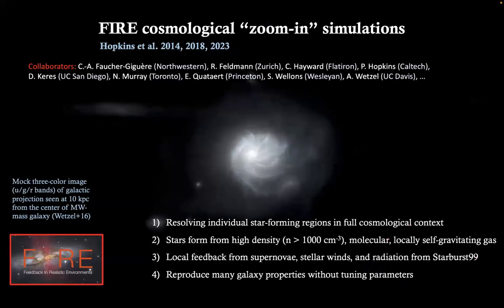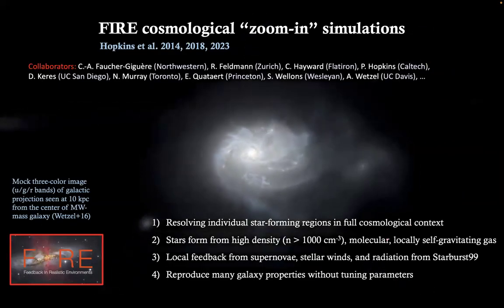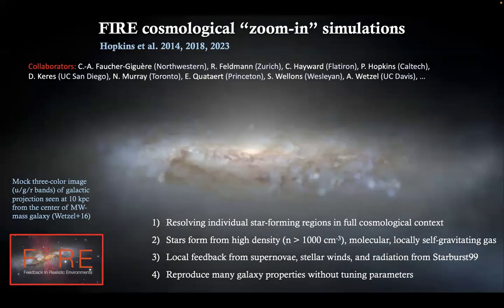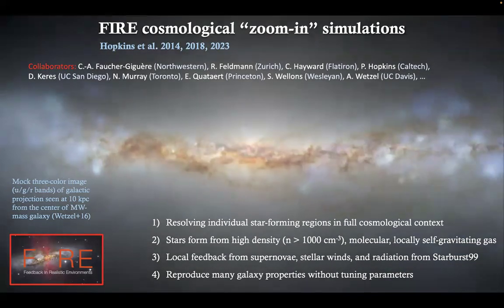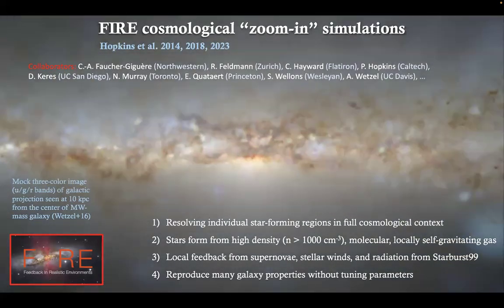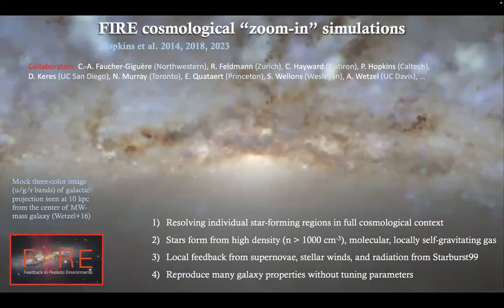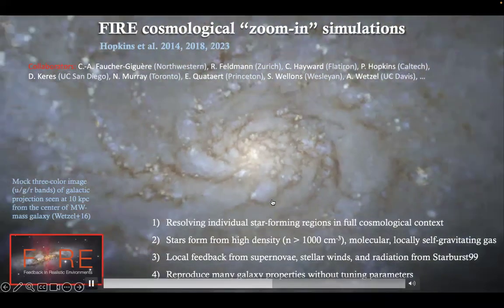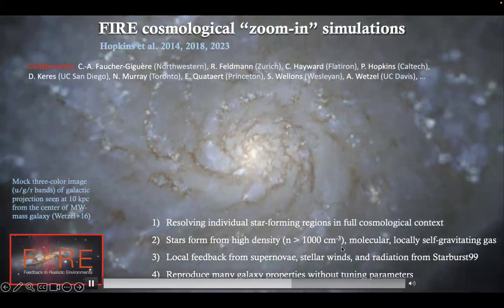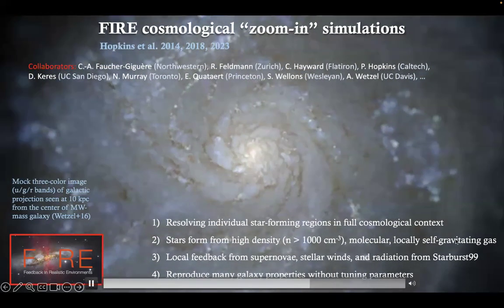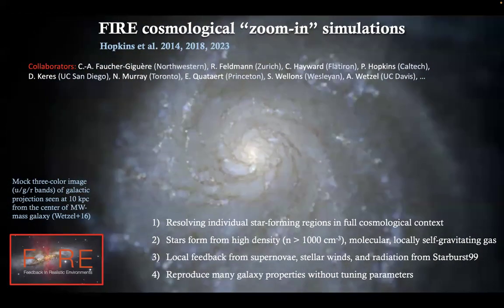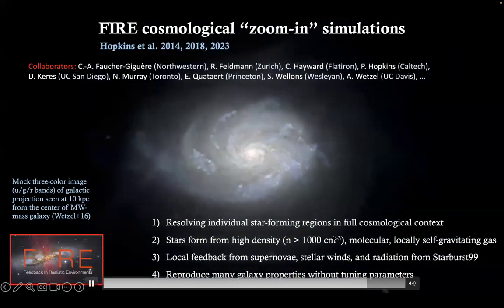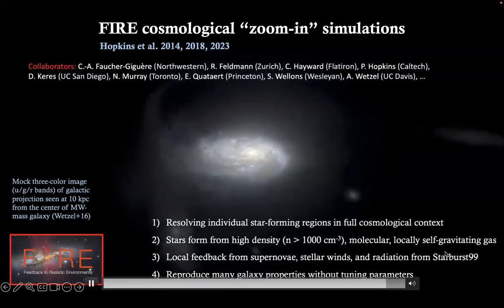So we can now switch to FIRE simulations, one of these zooming simulations that I mentioned before, where we can reduce some of the uncertainty in subgrid physics by increasing resolution and modeling things like star formation and black hole growth and feedback at higher resolution. So in these simulations, stars form from high density molecular and locally self-gravitating gas, and then stellar feedback, the mass, momentum, energy, and metals coming out of supernovae, stellar winds, and radiation are taken directly from Starburst99.